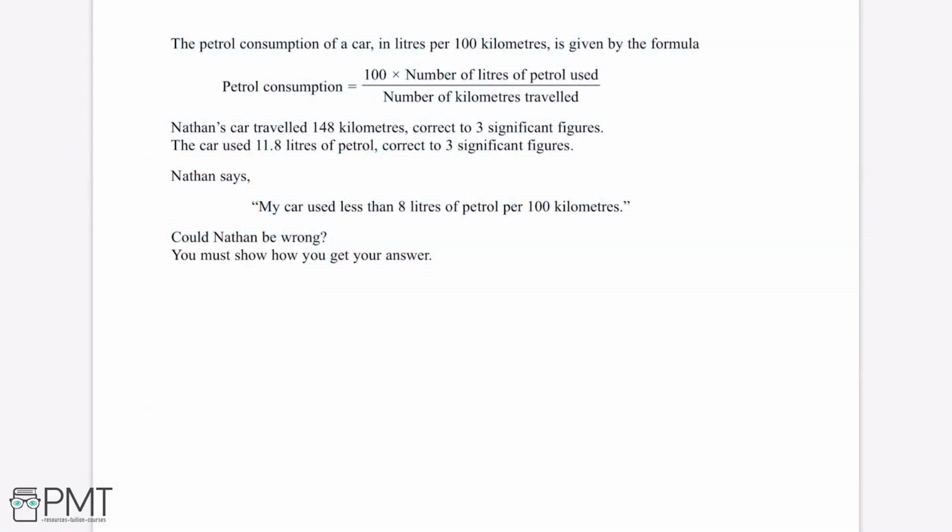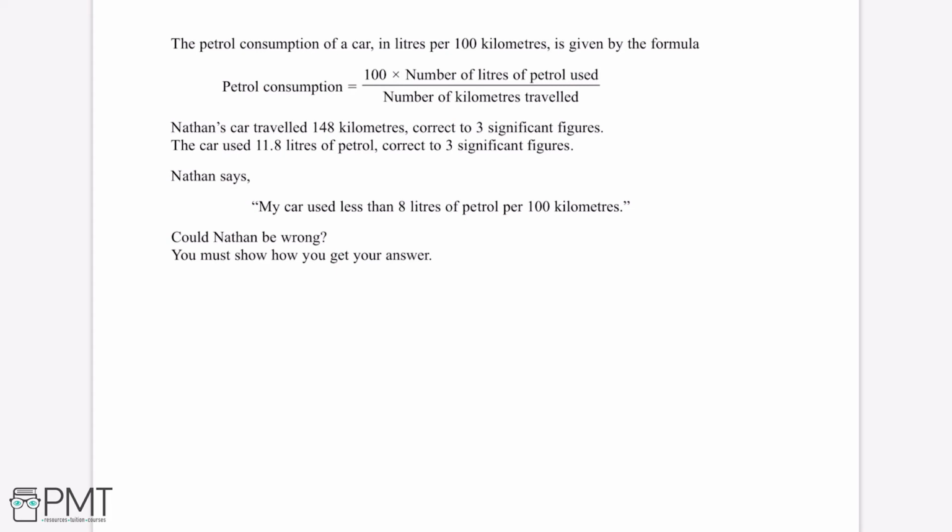The petrol consumption of a car in litres per 100 kilometres is given by the formula petrol consumption is equal to 100 multiplied by the number of litres of petrol used, divided by the number of kilometres travelled. Nathan's car travelled 148 kilometres, correct to 3 significant figures. The car used 11.8 litres of petrol, correct to 3 significant figures.